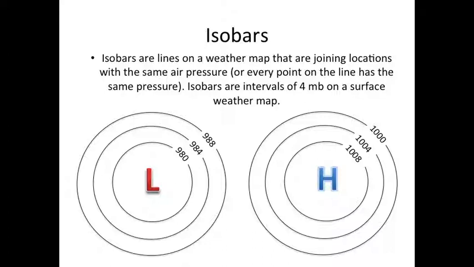The figure on the right is the high pressure system. The H represents the highest pressure around. So as you move away from the high, the pressure decreases.